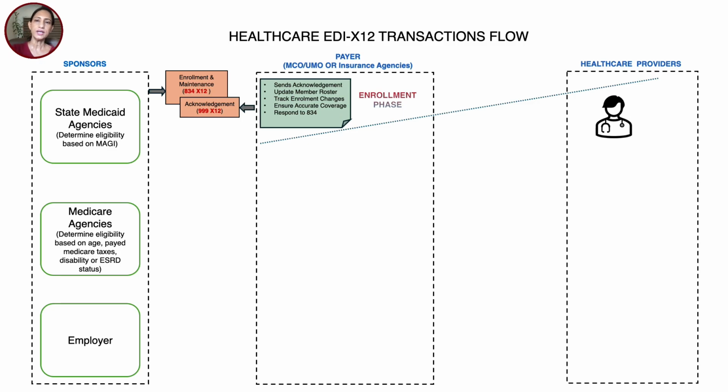The payer shares the acknowledgement with the sponsor that they've received the file. The acknowledgement is shared in the form of 999 X12 file. The payer will make sure the member rosters are updated, all enrollment information is updated. Once enrollment is done, the premium payment kicks in from the sponsor to the payer. The premium payment information is shared with the help of 820 X12 files. Once the premium payment has started, the patient is now ready to get the treatments if required.